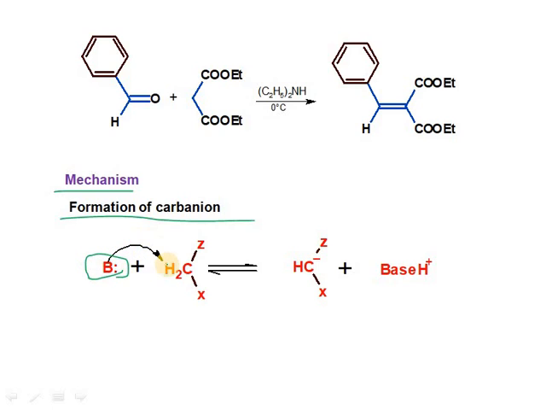By taking a proton from this, two protons are there. One of the protons is picked up by this base and forms a negative charge here. This negative charge is stabilized by both electron withdrawing groups. This carbanion is stabilized by both electron withdrawing groups, and hence carbanion formation can take place in the first step.